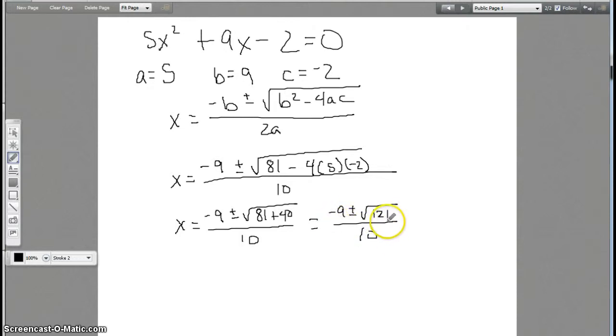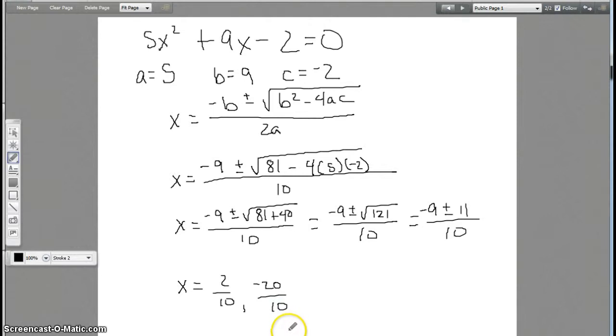Oh, but 121 is a square number. The square root of 121 is 11. So we can actually write this as negative 9 plus or minus 11 over 10. So now let's see what these values actually are. X is equal to negative 9 plus 11, that's 2. So 2 over 10 is one answer. Negative 9 minus 11 is negative 20. So negative 20 over 10 is another answer.